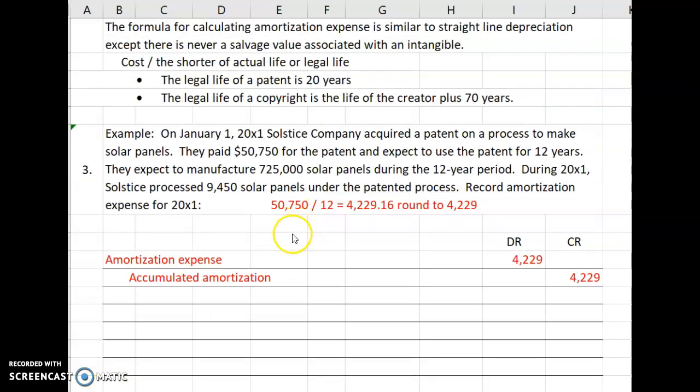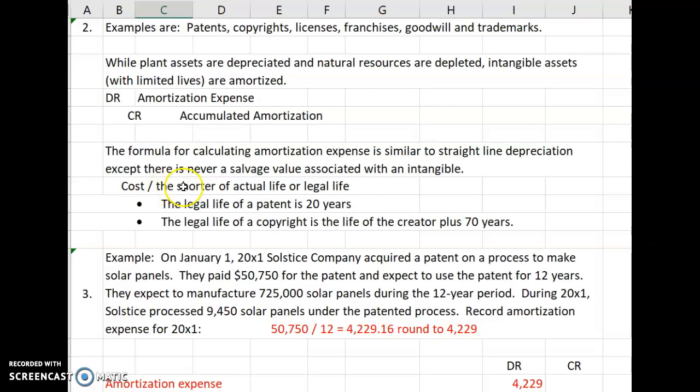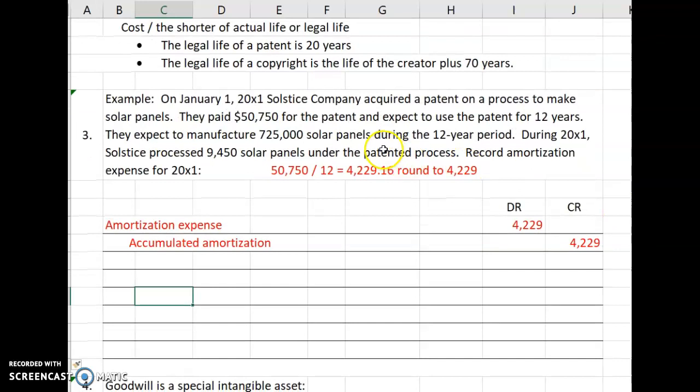So did you cut straight through to amortization expense, or did you get lost in a lot of the details here that absolutely did not apply to this problem whatsoever? Remember, always, always, always, when you're calculating amortization expense, it's cost divided by the shorter of the estimated actual life or the legal life. For a patent, the legal life is 20 years, and they're simply estimating a 12-year life, which is certainly shorter than 20. So the calculation is cost divided by 12.